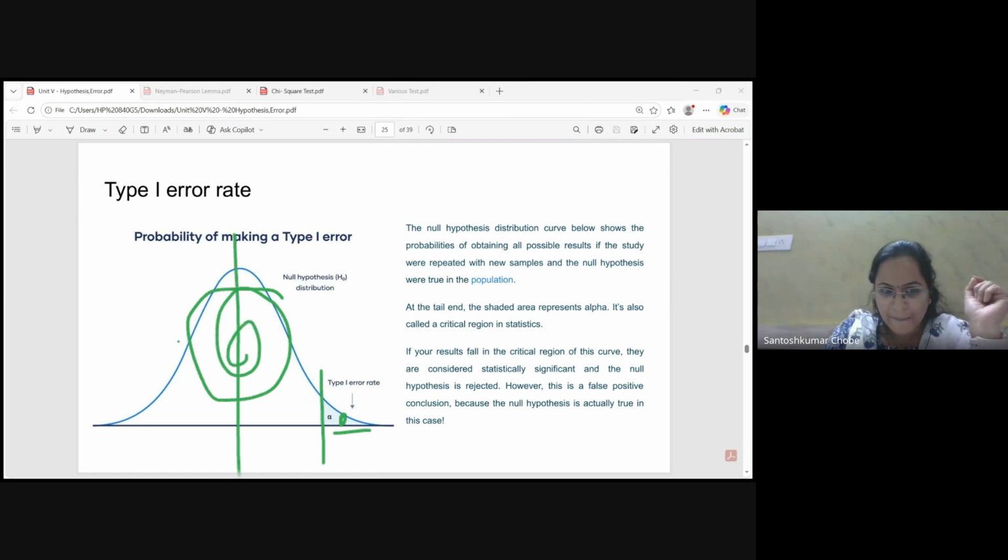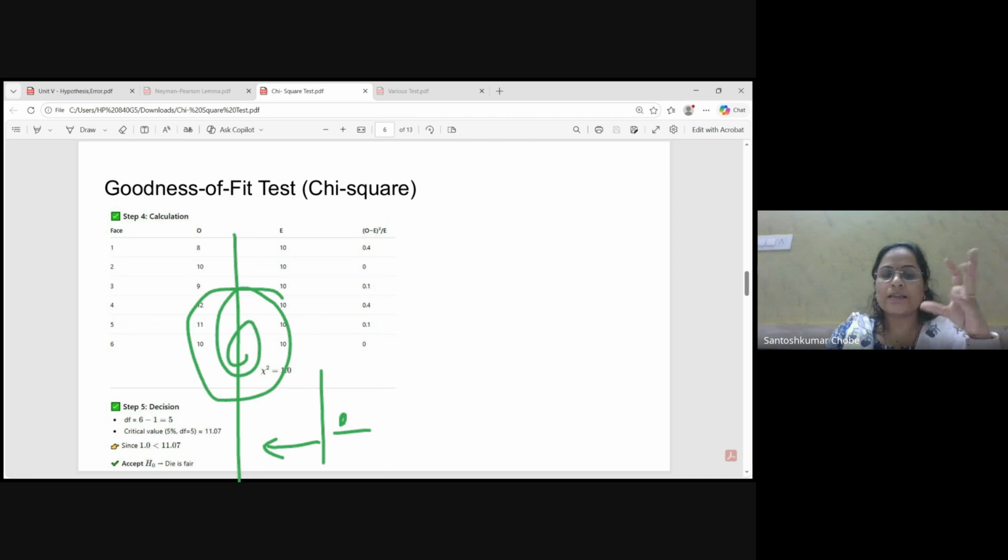Because this is my middle, this is going to be 0. Whatever I get after 11 is after this, and whatever I get less than 11 is going to be on this side. This is my region of accepting the null hypothesis, correct? So I am accepting the null hypothesis, and I say that the die is a fair die. I hope this part is clear to all of you: why I have accepted the null hypothesis and say that the die is fair. Then we will move to the next example.